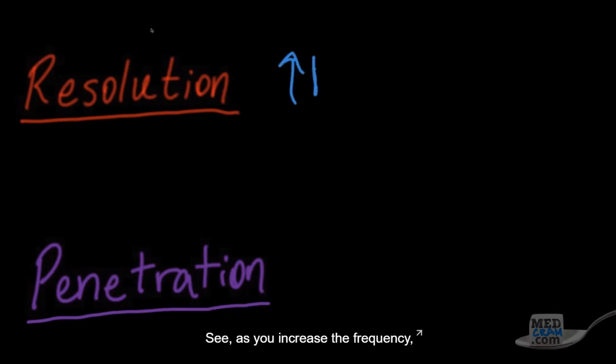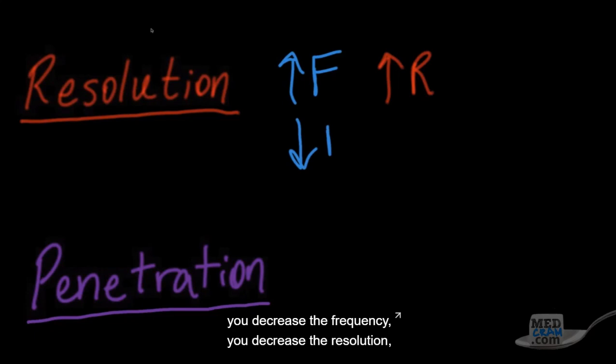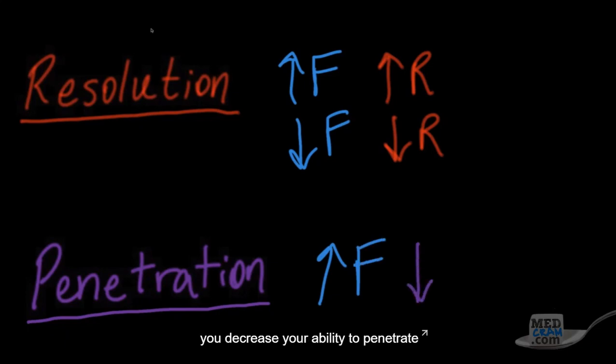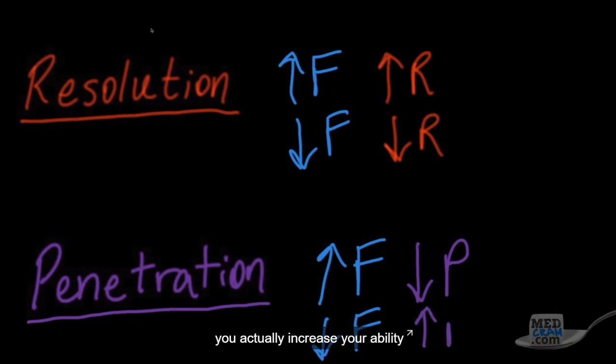See, as you increase the frequency, you improve the resolution. And as you decrease the frequency, you decrease the resolution, or the resolution gets poorer. Now, the converse is true of penetration. As you increase the frequency, you decrease your ability to penetrate into the tissue. And the opposite is true. When you decrease your frequency, you actually increase your ability to penetrate into the tissue.